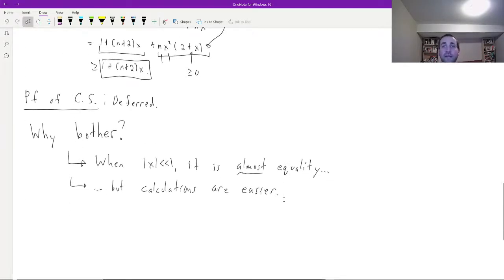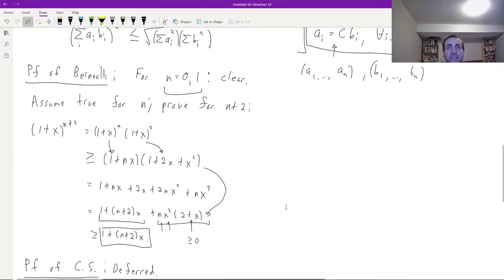Why do we bother with any of this sort of stuff? Well, the point of doing the Bernoulli inequality is the following. When the absolute value of x is very small, this is almost an equality. But as you can see, the calculations are much, much easier. It's much easier to deal with a linear expression than it is to deal with this sort of crazy high degree polynomial. So that's what I'm doing with all of this. And as soon as we start talking about sequences and limits, we're going to be using this fairly frequently. Thanks.